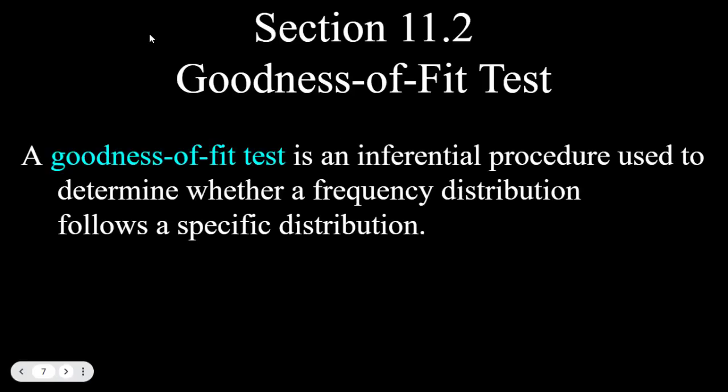In section 11.2, we talk about an application of the chi-square distribution, and this is called the goodness of fit test. A goodness of fit test is an inferential procedure used to determine whether a frequency distribution follows a specific distribution. In other words, we're trying to state whether or not a distribution that we are given follows a distribution that we believe that it follows, or if it's different. We're going to see some examples of this as we go through here.